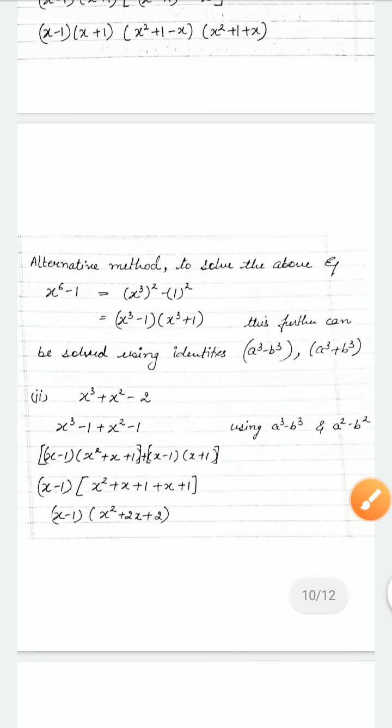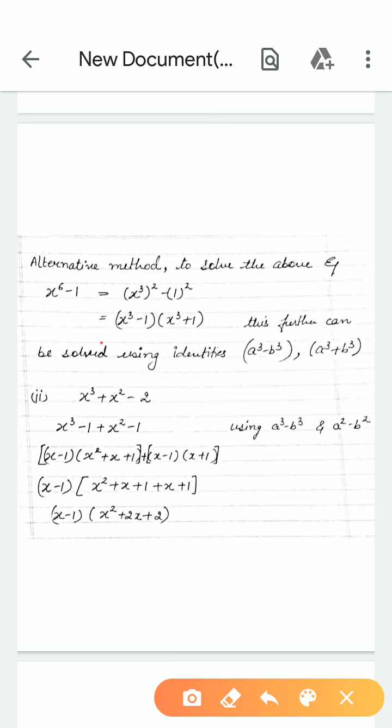There is an alternate method also to solve the above question. Right now I expressed it as a cubic function. I can also solve by expressing it as a square function, that is (x cube) whole square minus 1 whole square. Now splitting it by a square minus b square, I get (x cube minus 1)(x cube plus 1). This further can be solved using the identities a cube minus b cube and a cube plus b cube. When you use these identities, you will get the previous answer.